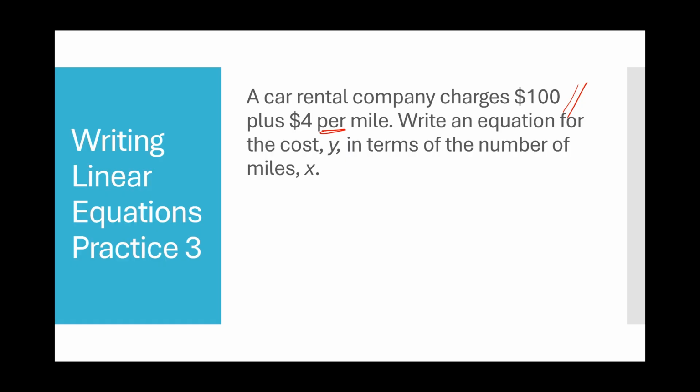So I'm assuming that this $100 is like a flat fee, like that's our one-time cost. And then the $4 per mile is our recurring cost. Okay. But if you had read that as 104 per mile, I would understand. Let's come back to the other way though. $100 is my one-time fee, and then I've got $4 for every mile x, and that's going to be my equation.